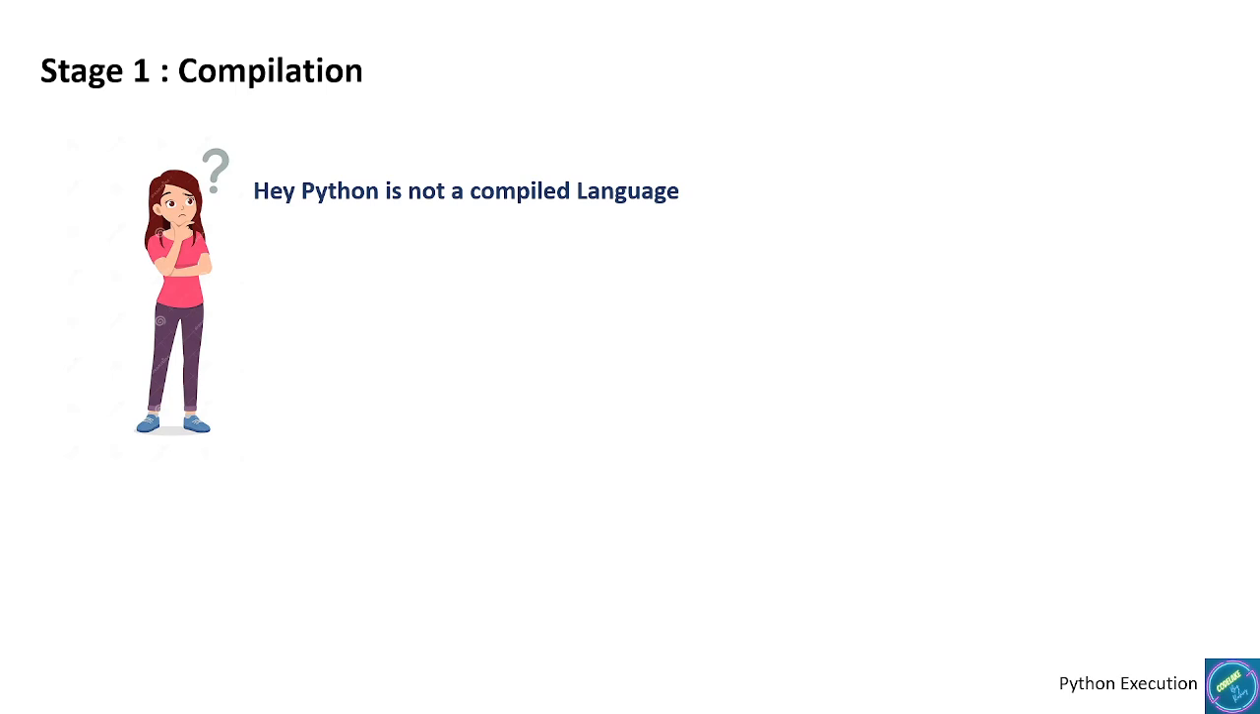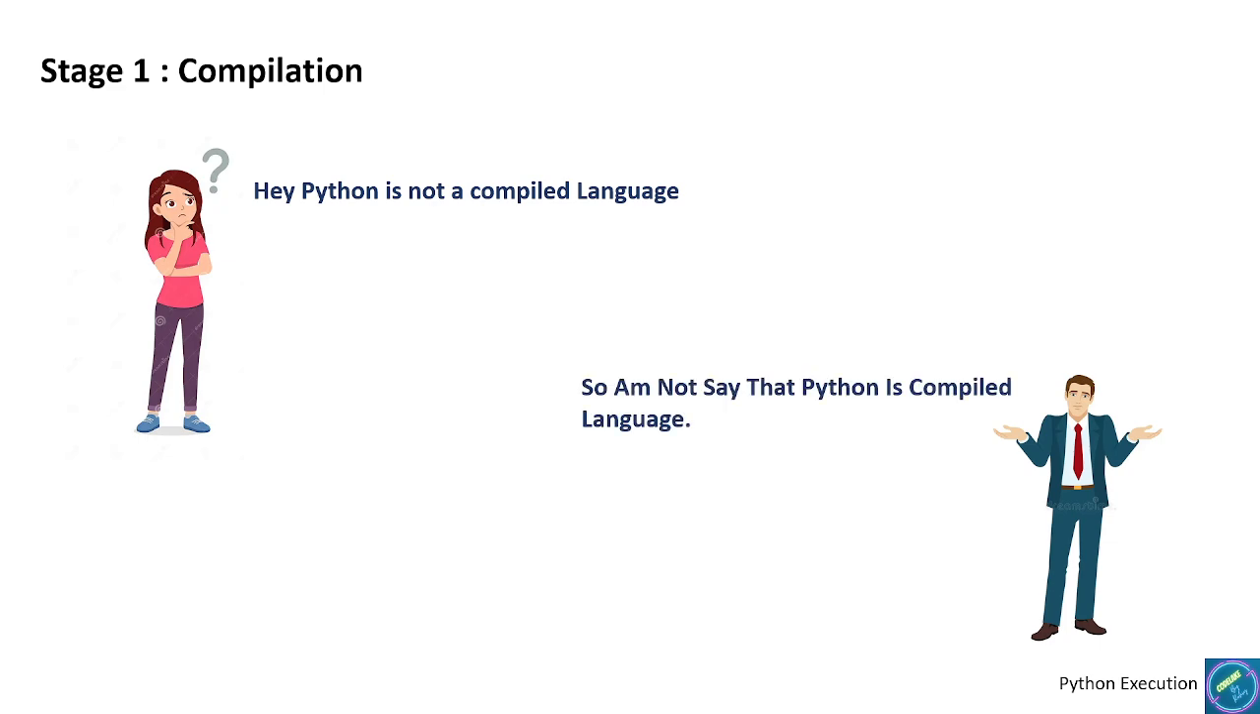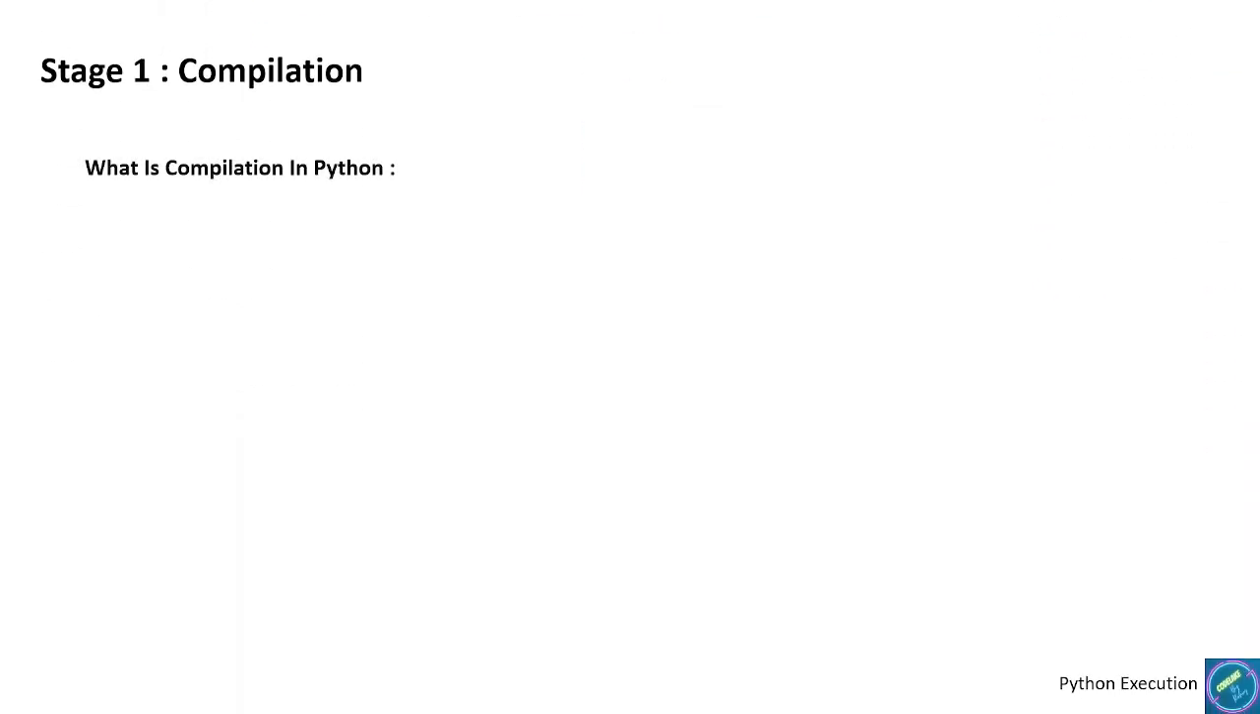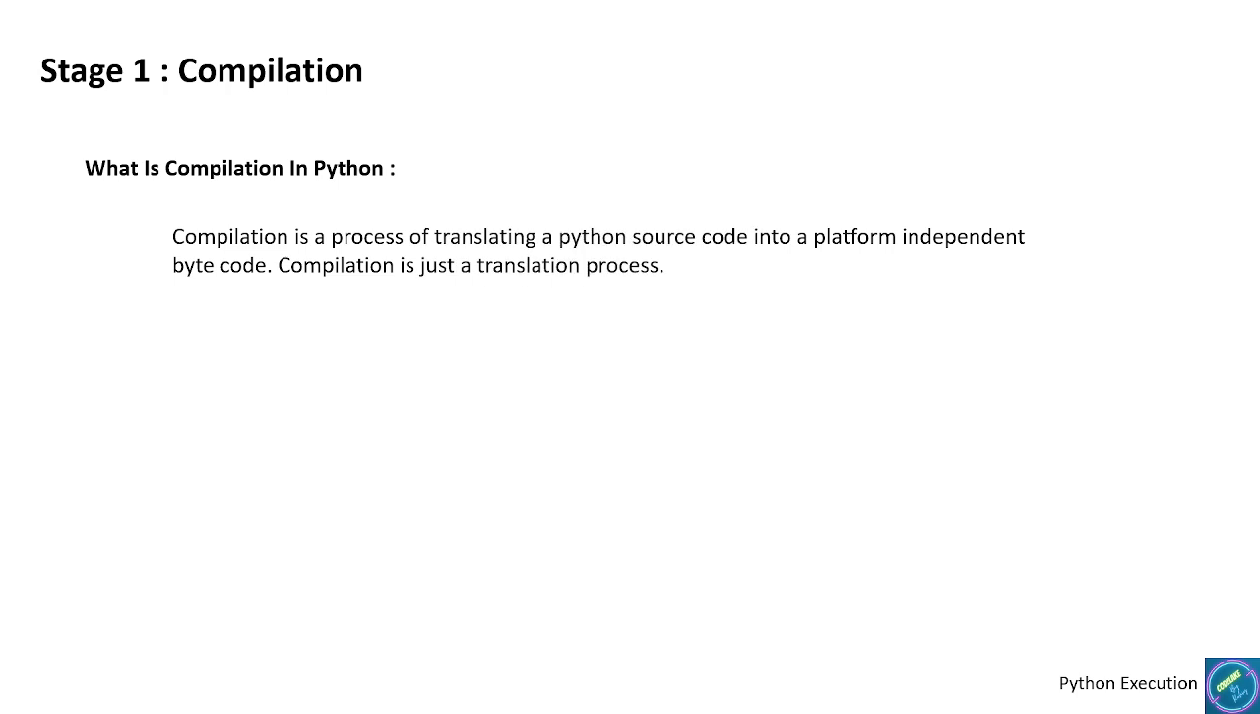Now you have a question: Python is an interpreted language, so how does the compilation process come into the picture? Hey, I'm not saying that Python is a compiled language. It is an interpreted language, but you may not know the actual meaning of compilation. Let's see what compilation is. Compilation is the process of translating the Python source code into platform independent bytecode. Compilation is just a translation process.